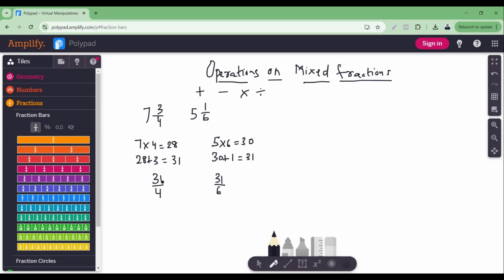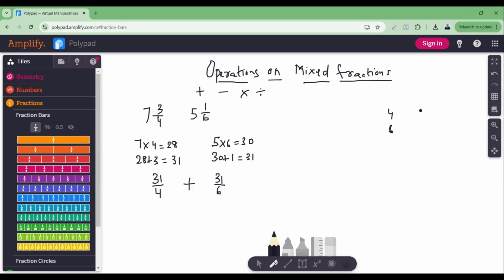So 31 over 4 plus 31 over 6. Coincidentally, both the numerators are the same. However, the denominators are different. Now if we have to add these, what do we know? The denominators are different. How do we do it? We take the LCM of the denominators, the LCM of 4 and 6.